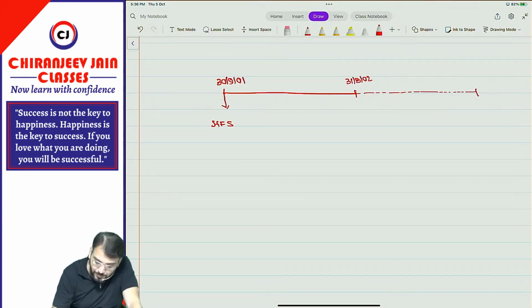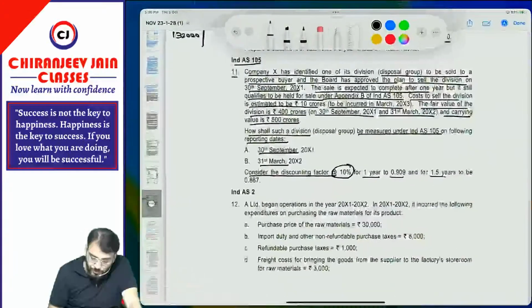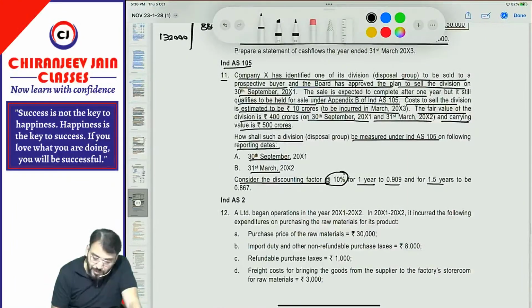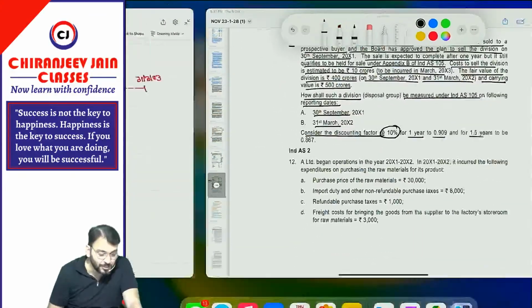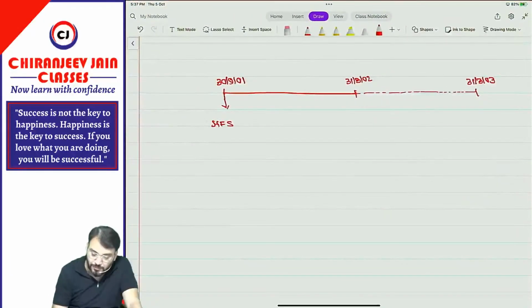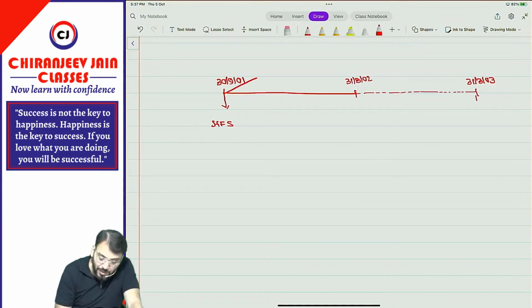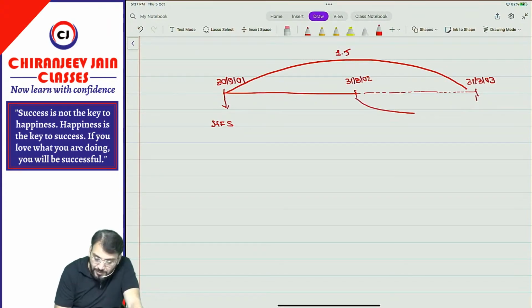And they have given 31st March 2003. You can read the question once again. What they are saying: the cost to sell the division is estimated to be 10 crore, to be incurred in March 2003. It means the expected date of sale is 31st March 2003. So you can see this is 1.5 years, and this is 1 year from this.